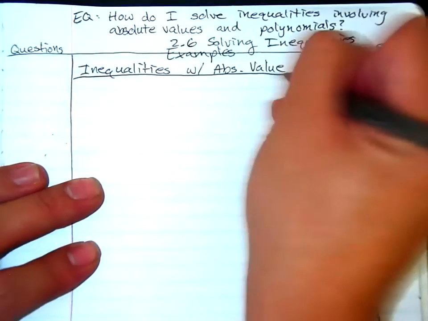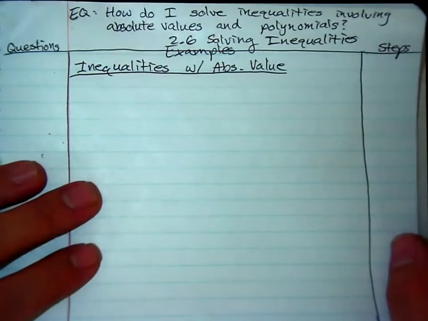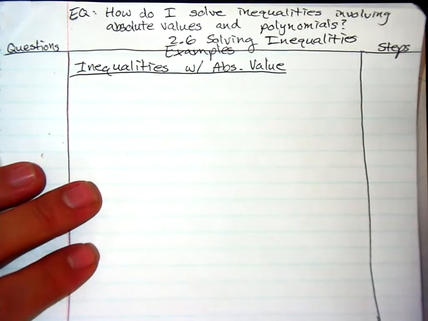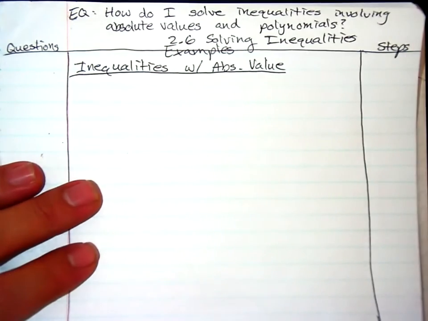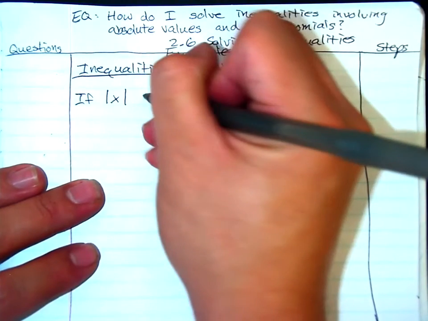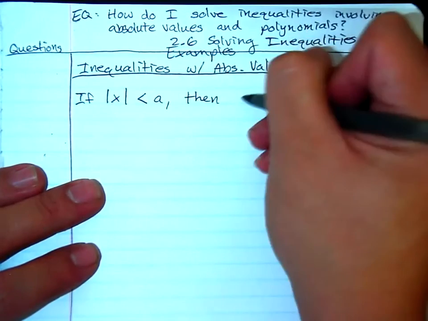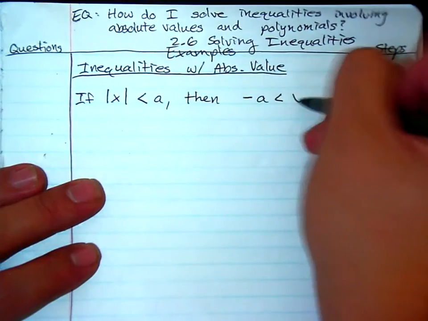Now in your textbook there is this highlighted portion where it tells you exactly these special conditions that you can go ahead and jump to a certain conclusion. I'm going to go ahead and abbreviate them here. So if the absolute value of some quantity x is less than a, then negative a less than x less than a.